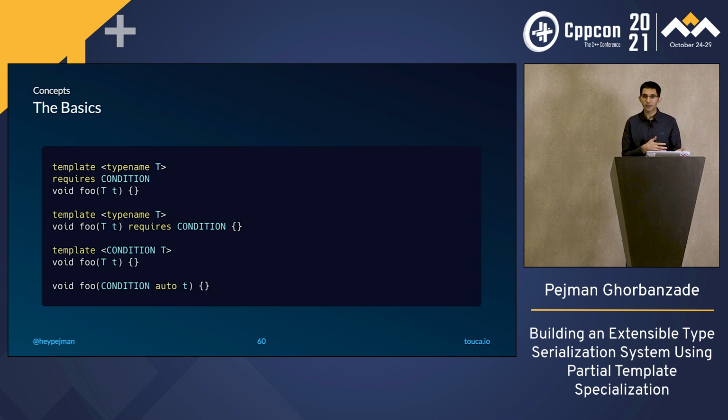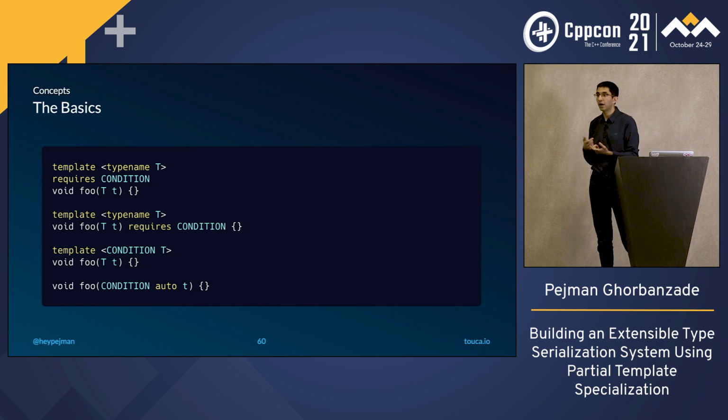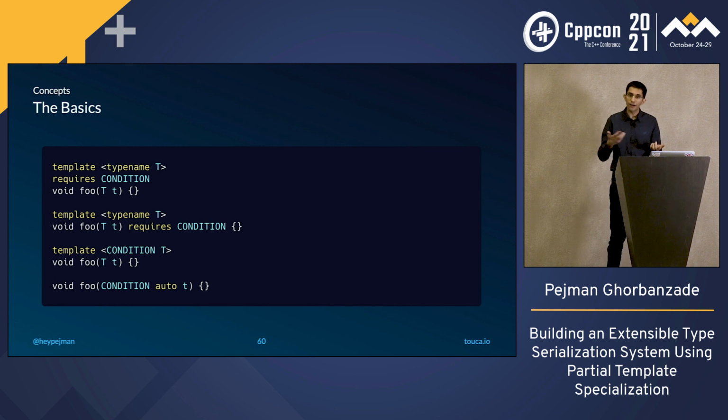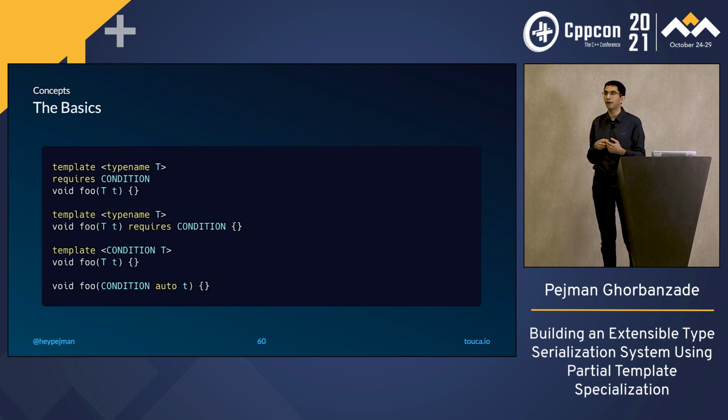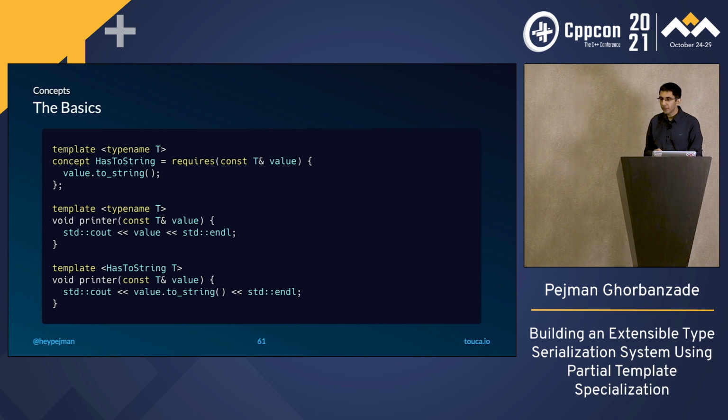Of course, concepts are introduced in C++20, so this may not be relevant for everyone who is implementing a serialization library. In particular, that serialization library I told you about, which is about testing legacy code, cannot use concepts as the only means of extending its type support. But I assume that you know the basics.